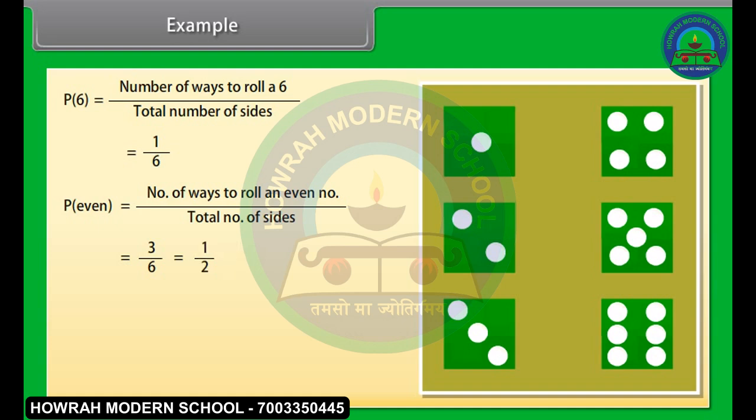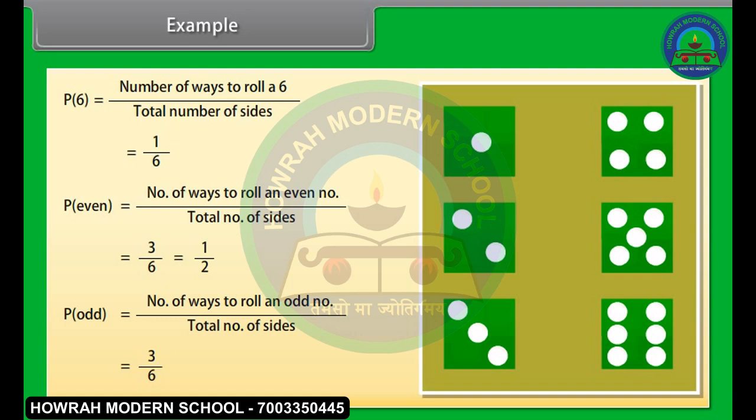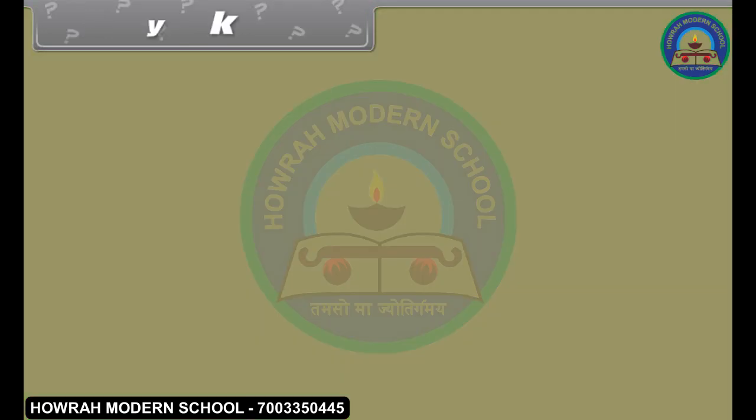And the ways to roll an odd number is 3, so the probability P(odd) is equal to number of ways to roll an odd number upon total number of sides, which is equal to 3 upon 6, which is 1 upon 2.